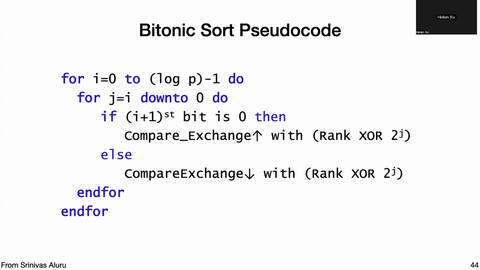And you figure that out with the parity of the ith bit, which is what is on the outer loop. So the outer loop is the different levels of the Bitonic merge that we just saw, like 2, 4, 8, and so on. And then for each of those, you have to go down to 0. You determine which direction you're going through the parity of i plus 1, and then you figure out who your partner is by flipping the jth bit, which is the distance. So you start from higher distance and then you go to lower distance.